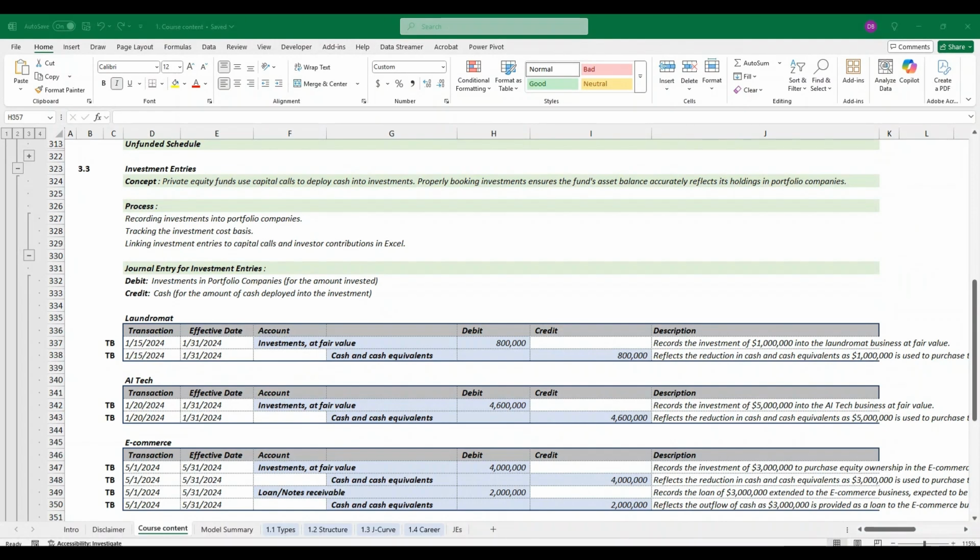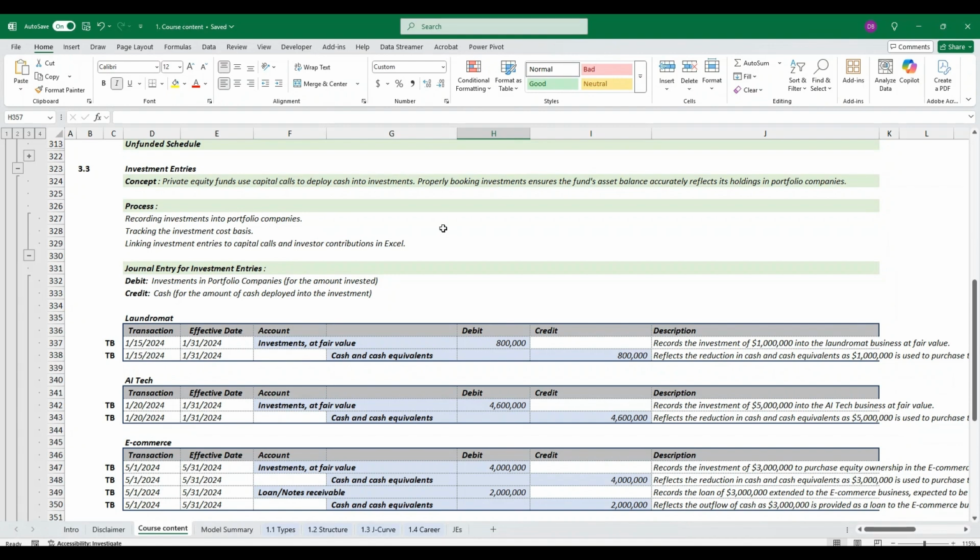Private equity funds use capital calls to deploy cash into investment. Properly booking investment ensures the fund's asset balance accurately reflects its holding in portfolio companies. In this video, we're going to walk through the process of booking the investment entries and tracking the investment cost basis and linking the investment entries to capital costs and the investor contributions in Excel. We will show how these numbers flow into various statements after that.